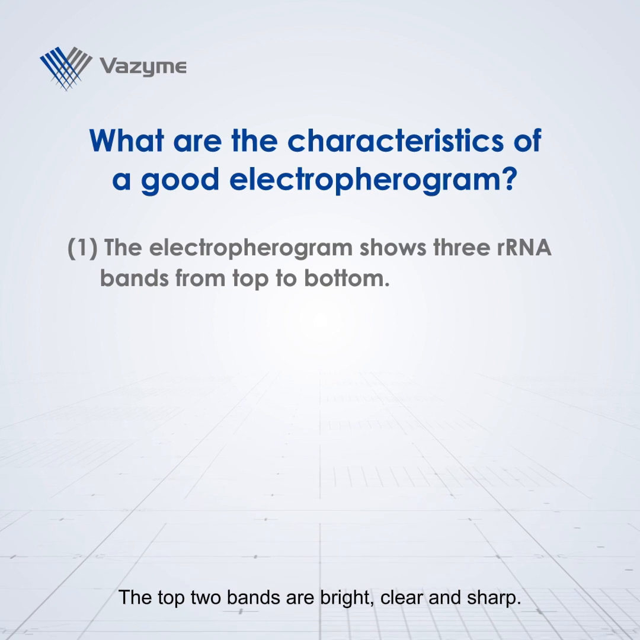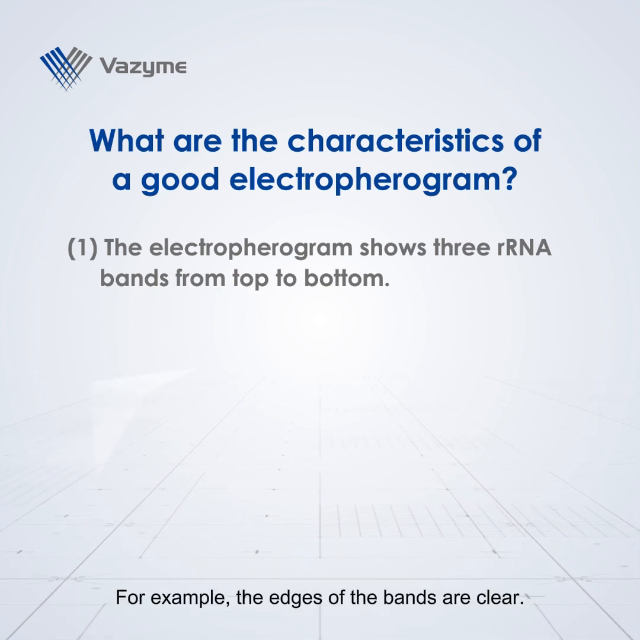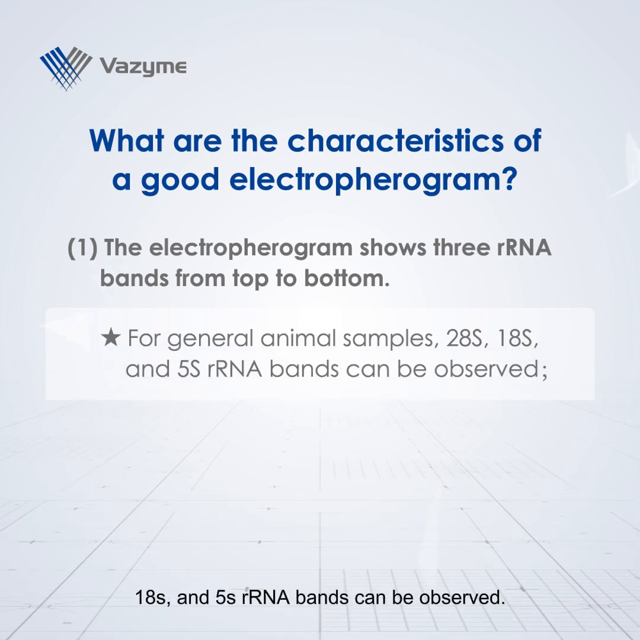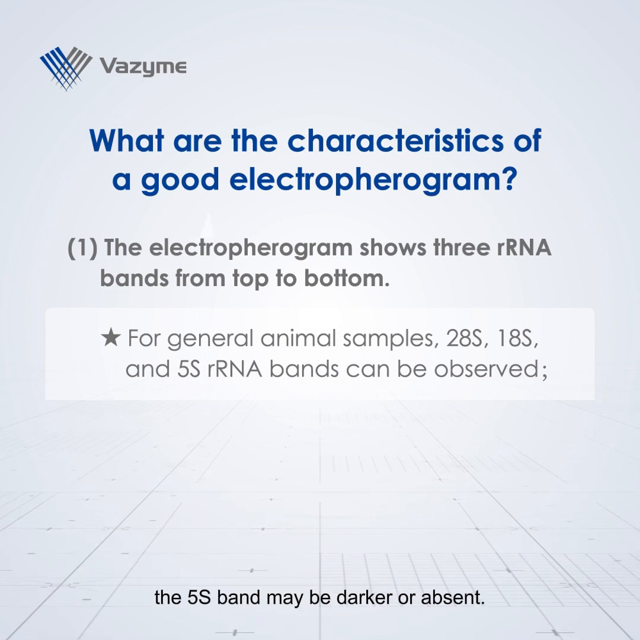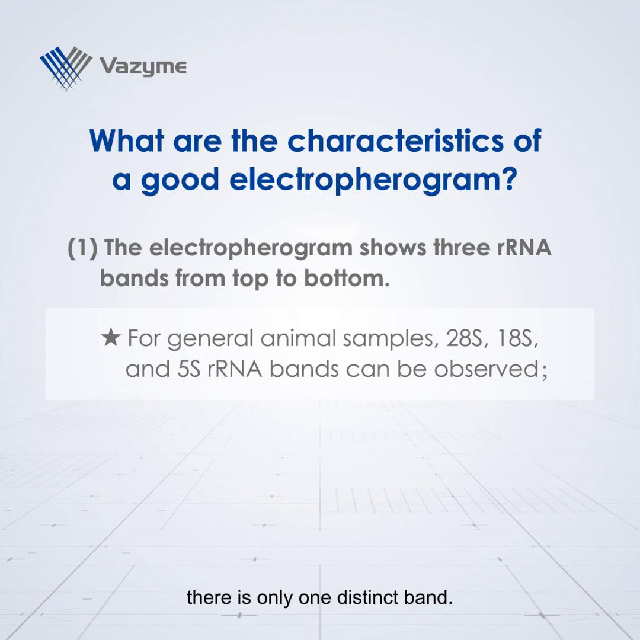The top 2 bands are bright, clear, and sharp. For example, the edges of the bands are clear. For general animal samples, 28S, 18S, and 5S RNA bands can be observed. If the extraction process involves column loading or TAP plus LiCl treatment, the 5S band may be darker or absent. For samples from insects or mollusks, there is only one distinct band.